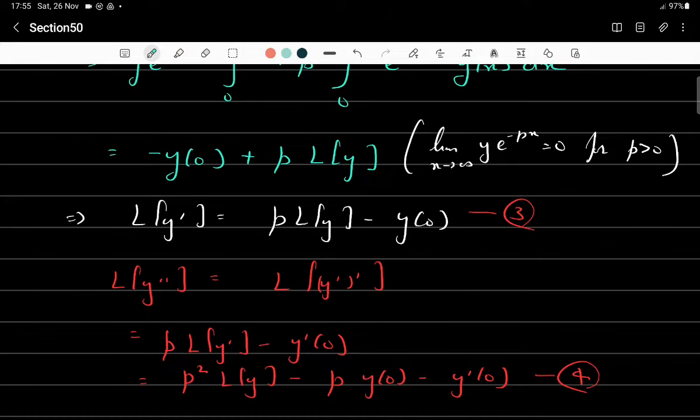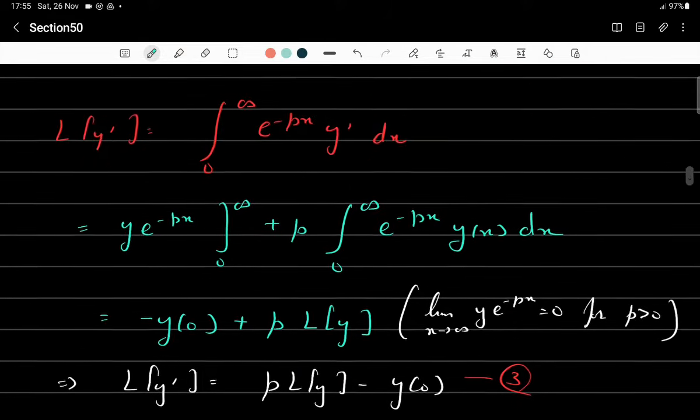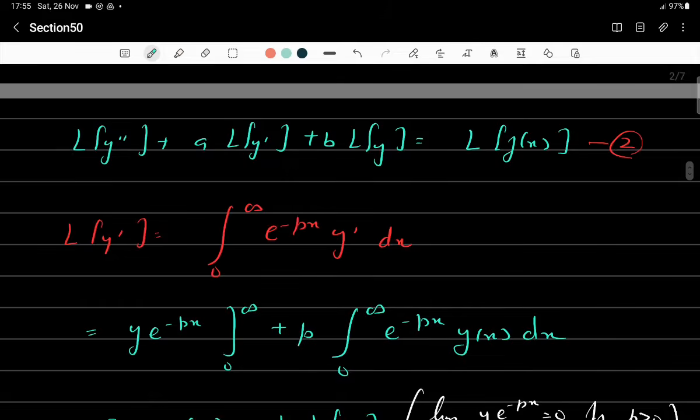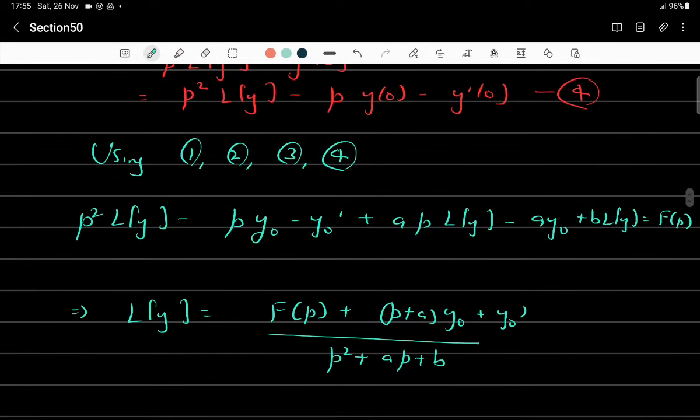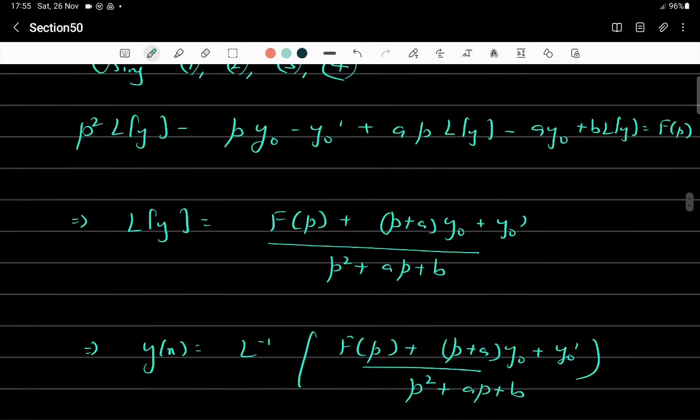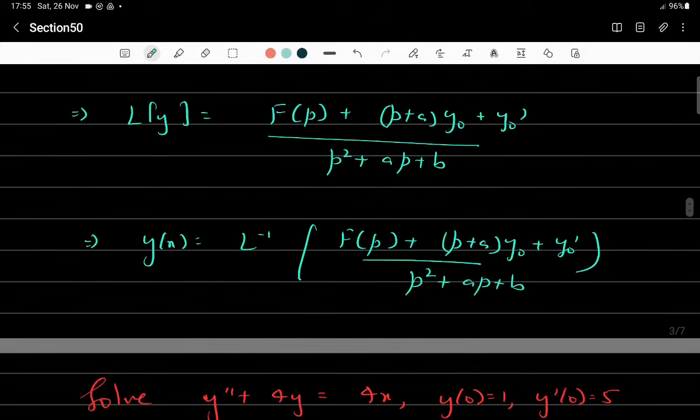Now all the calculations have been done. Substitute all these values into equation 2 and then simplify it for L of y. Now if you take Laplace inverse on both sides, then you will get y of x. We are looking for the particular solution, which means we are looking for y of x. Things would be clear once you see a few examples.